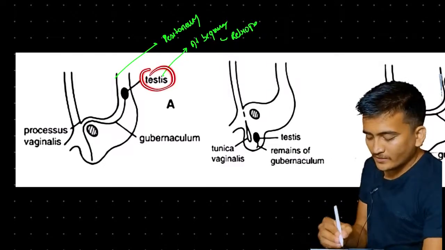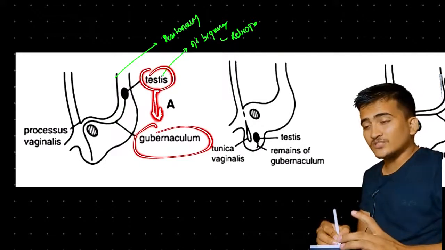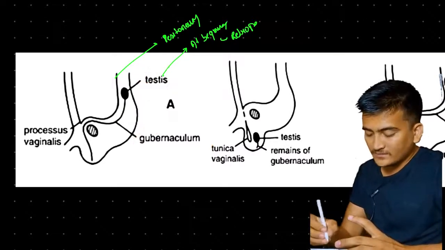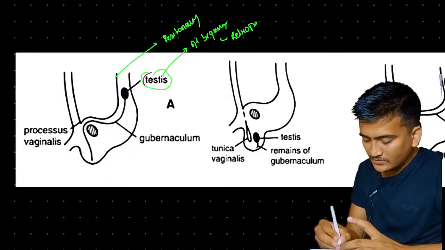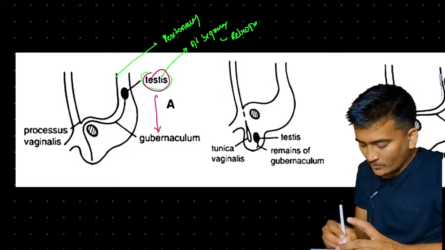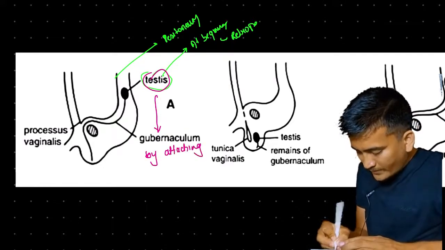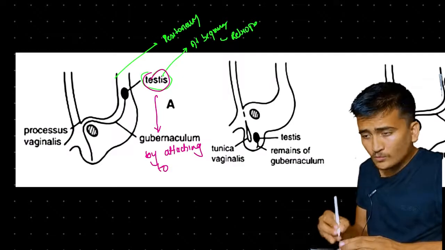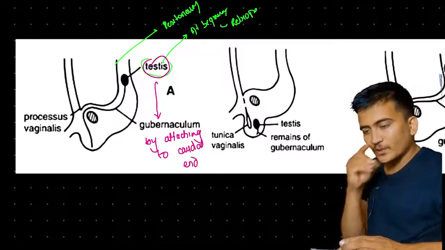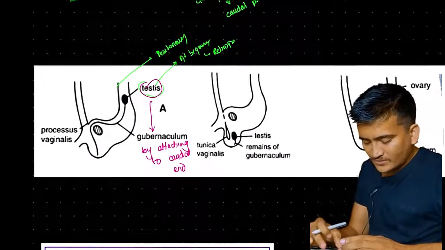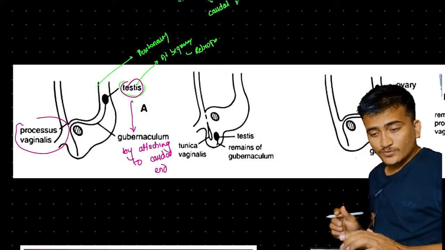So moving forward, as we have mentioned, the testis is pulled by what? It is pulled by the gubernaculum, right? By attaching to the caudal pole of the testis. This testis is being pulled by the gubernaculum by attaching to the caudal end.